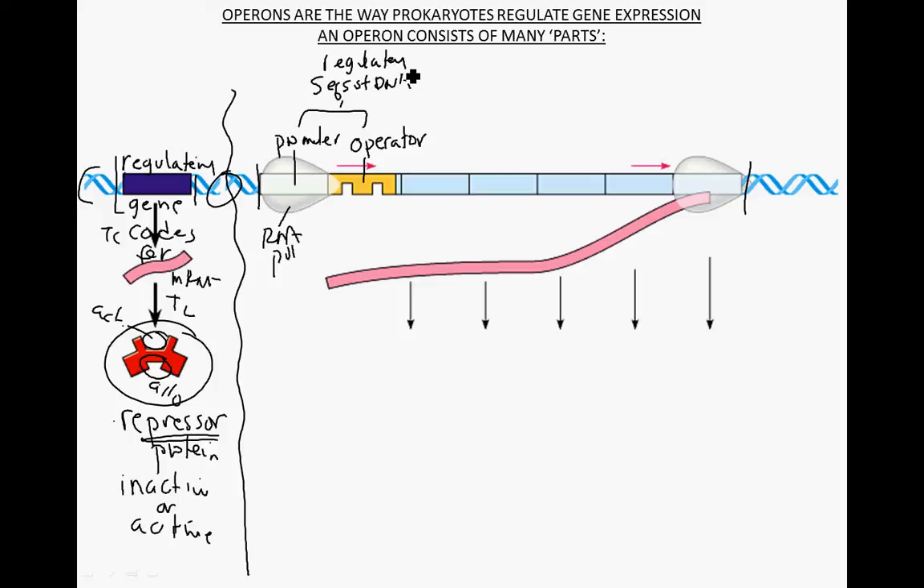So for these operators and promoters, things are going to bind to them. RNA polymerase binds to the promoter. And the operator, what binds to the operator is a repressor protein.